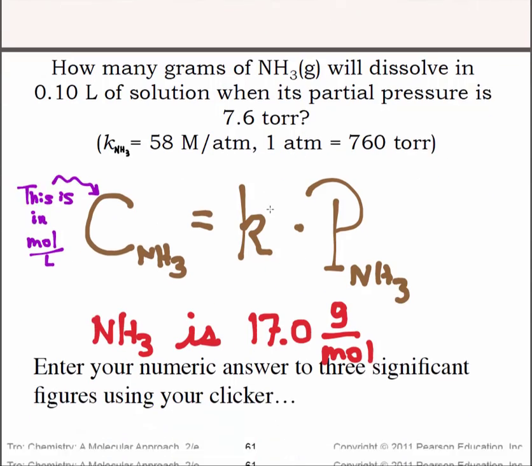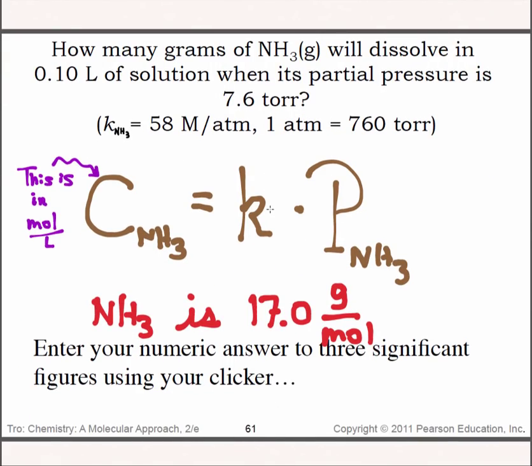Another one, if we like. How many grams of NH3 will dissolve in 1/10 of a liter of solution? Partial pressure 7.8 torr. That's quite a bit, huh? 7.8 torr. And the constant's given to me. And 1 atmosphere, they're reminding me, is, oh no, 7.8 torr. That's nothing.